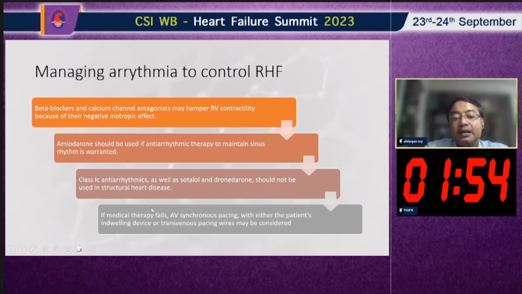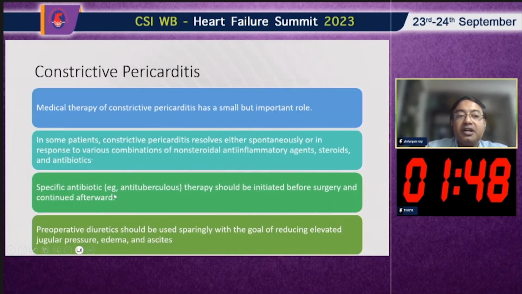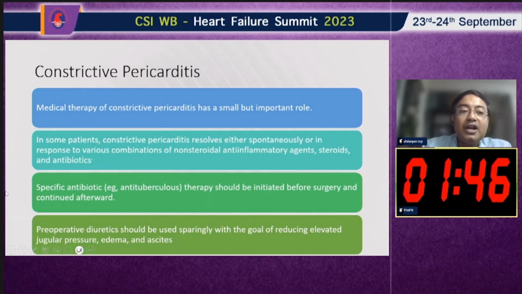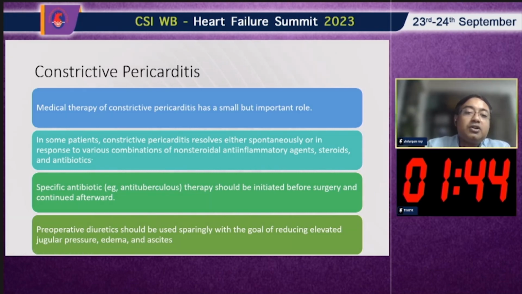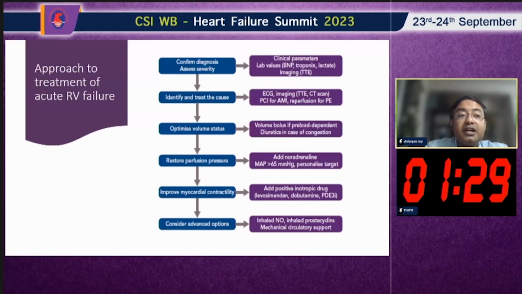And if medical therapy fails, AV synchronous pacing with either the patient's indwelling device or a transvenous pacing catheter is recommended. Now, constrictive pericarditis has already been discussed. The topic will be discussed by my next speaker. I am not going into details of this, particularly with the patient having a rapid descent of the Y wave in the JVP, or Kussmaul sign. The possibility of constrictive pericarditis is higher.